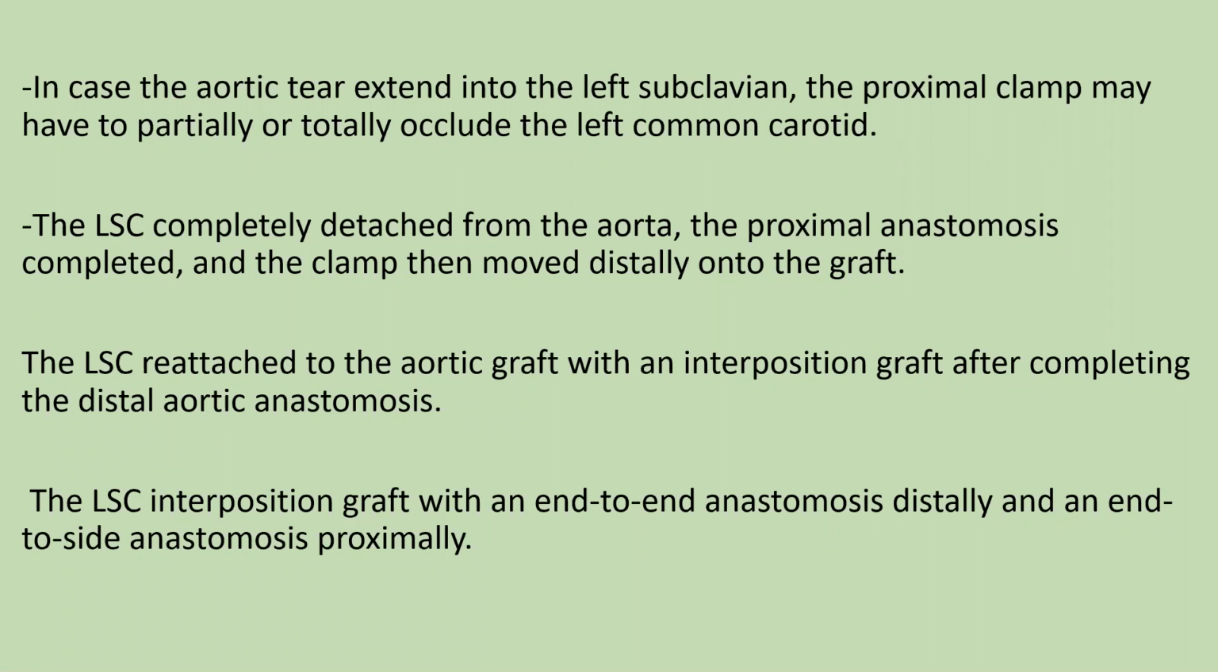Detach from the aorta, complete the proximal anastomosis, move the clamp distally onto the graft, then reattach to the aortic graft, interposing the graft after completing the distal aortic anastomosis. The left subclavian is reconstructed with an interposition graft, with an end-to-end anastomosis distally and proximally into the site.